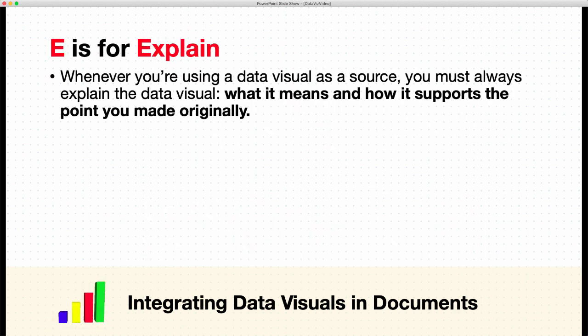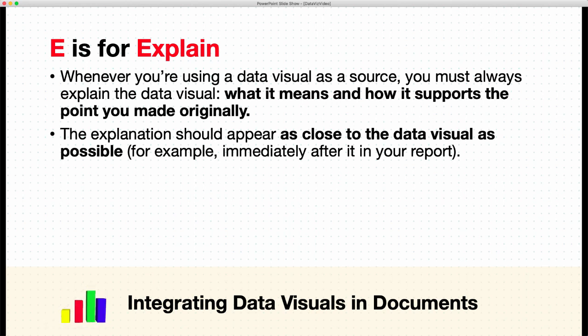E is for explain. Whenever you're using a data visual as a source, you've got to always explain it. You've got to always explain what it means and how it supports the point you made originally. Again, you can't just drop it in there and expect magic. You have to explain. And the explanation that you put in there should be as close to the data visual as possible. Like, for example, immediately after it in your report.